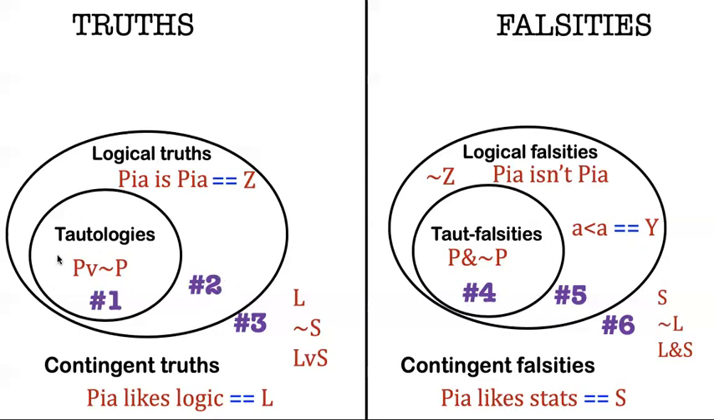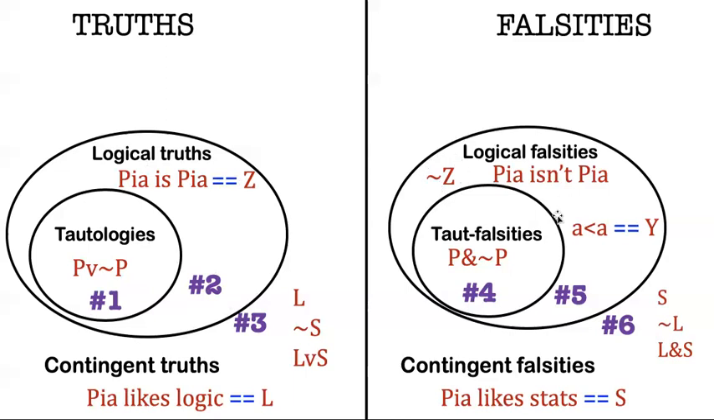People want everything to be in region 1 or region 3, but you have to realize region 2 exists. I keep giving you the identity predicate, Pia is Pia, as our stock example of something that goes here. So let's formalize Pia is Pia as a sentence Z. That would be a logical truth. And if we negate Z, then it would be a logical falsehood.